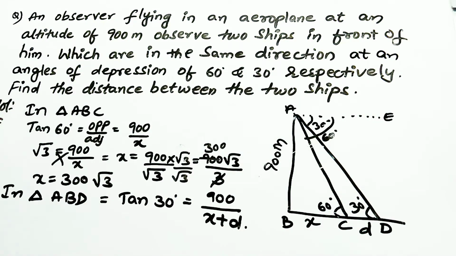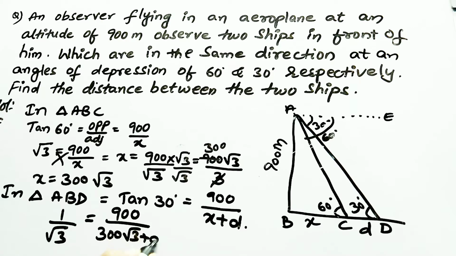What is your tan 30? Tan 30 is nothing but 1 by root 3, equal to 900 upon x plus d. What is x value? 300 root 3, so 300 root 3 plus d.